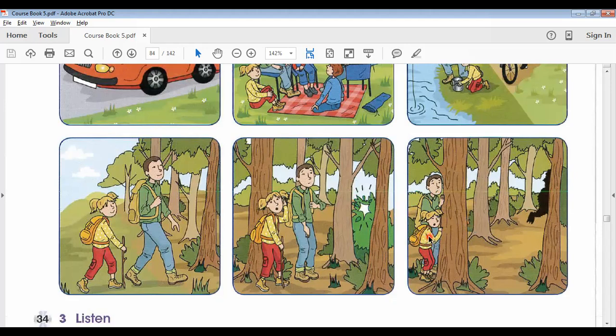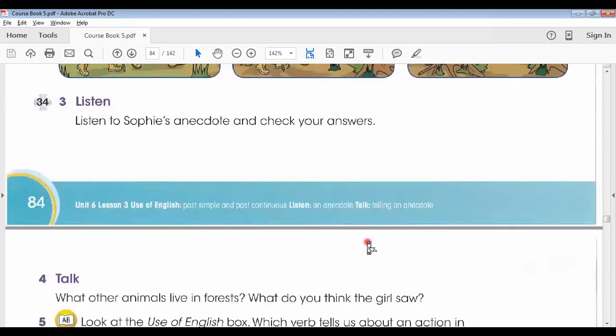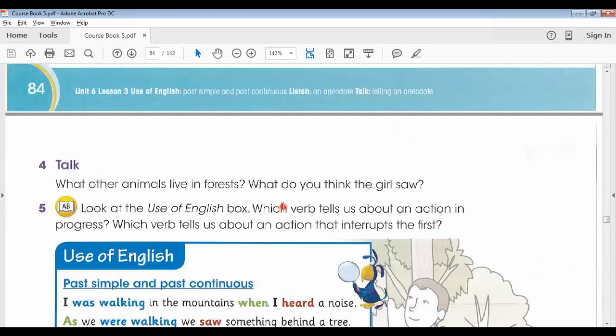So that was the track, and after that we discussed an activity about what other animals live in the forest. So the students participated and told me about some forest creatures like monkeys and also snakes and rabbits and all that stuff, different animals.